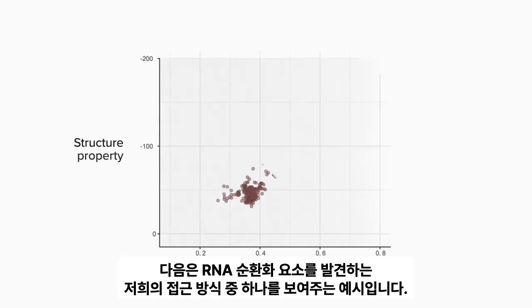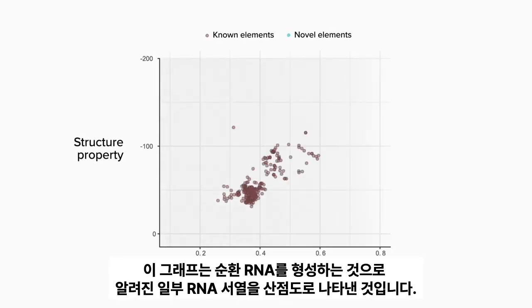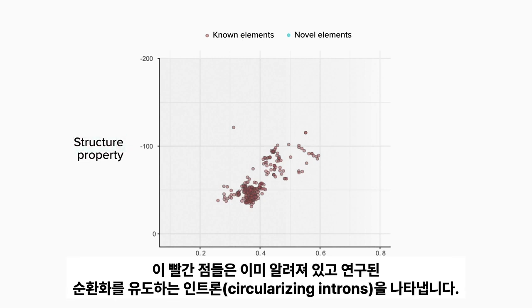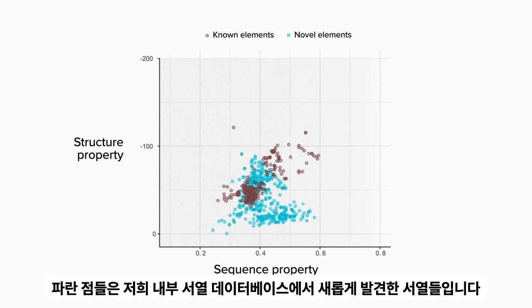Here's an example of how we do discovery for RNA circularization elements. This is a scatter plot of some RNA sequences that are known to circularize. This plot is giving a sense of both the sequence and the structure of each RNA element. These red dots represent known and described circularizing introns. These blue dots are ones that we found in our in-house sequence databases.